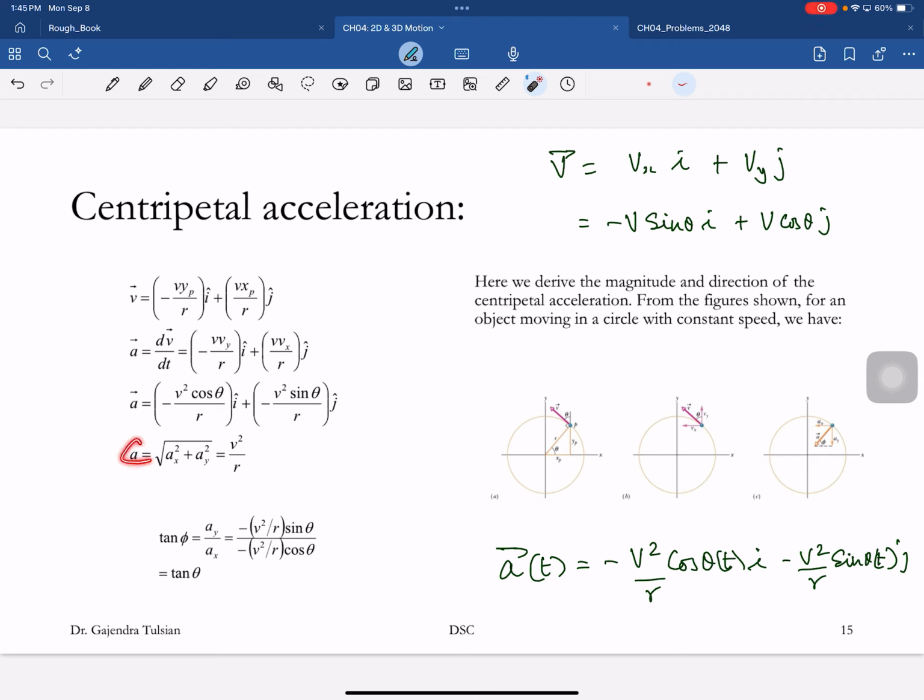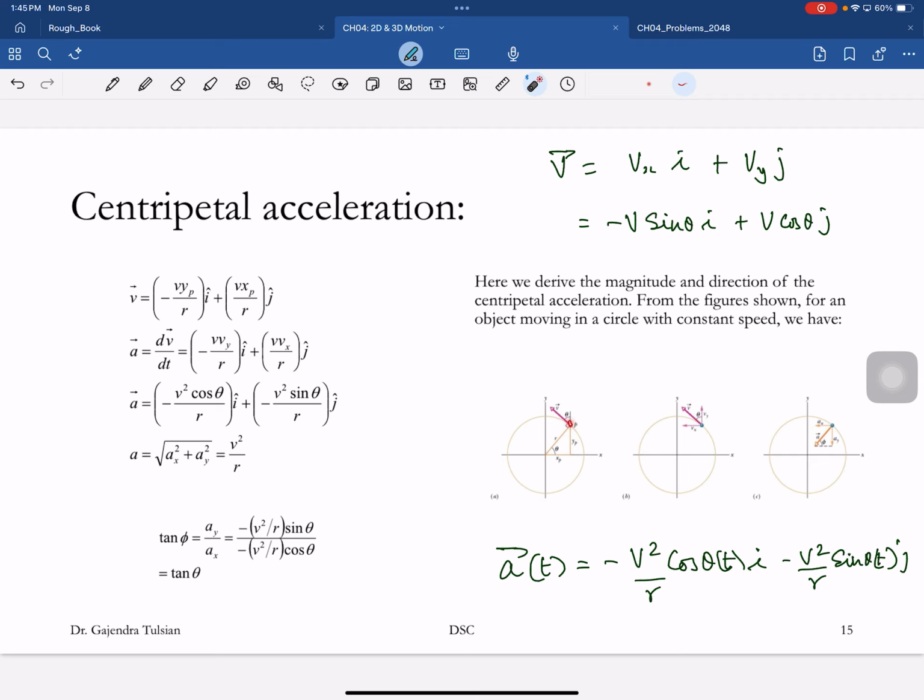But the magnitude of the acceleration is ax squared plus ay squared, this square times this square, which is v squared by r. And the magnitude of the acceleration is constant. Okay, now what we're going to show you is that the acceleration is pointing towards the center.